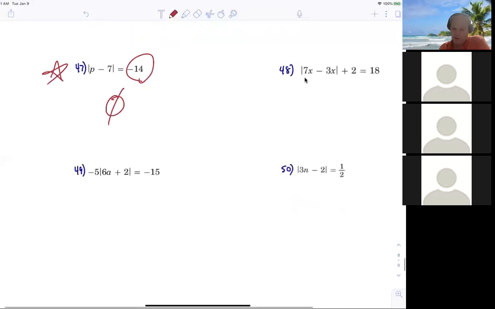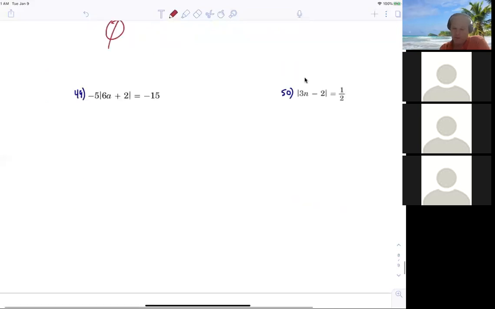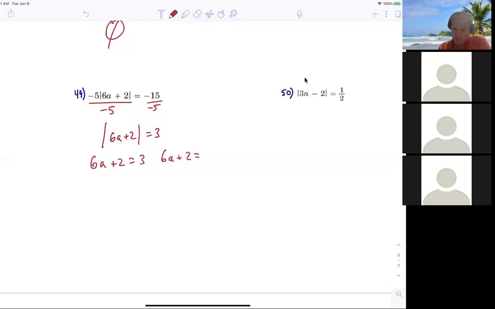Number 49, we have to isolate the absolute value. So the first thing we have to do is divide by -5. So now we have the absolute value of 6a plus 2 equals 3. So now we can write 6a plus 2 equals 3, or 6a plus 2 equals -3. Subtracting 2, 6a equals 1, so a equals 1/6. Subtract 2, 6a equals -5, so a equals -5/6.